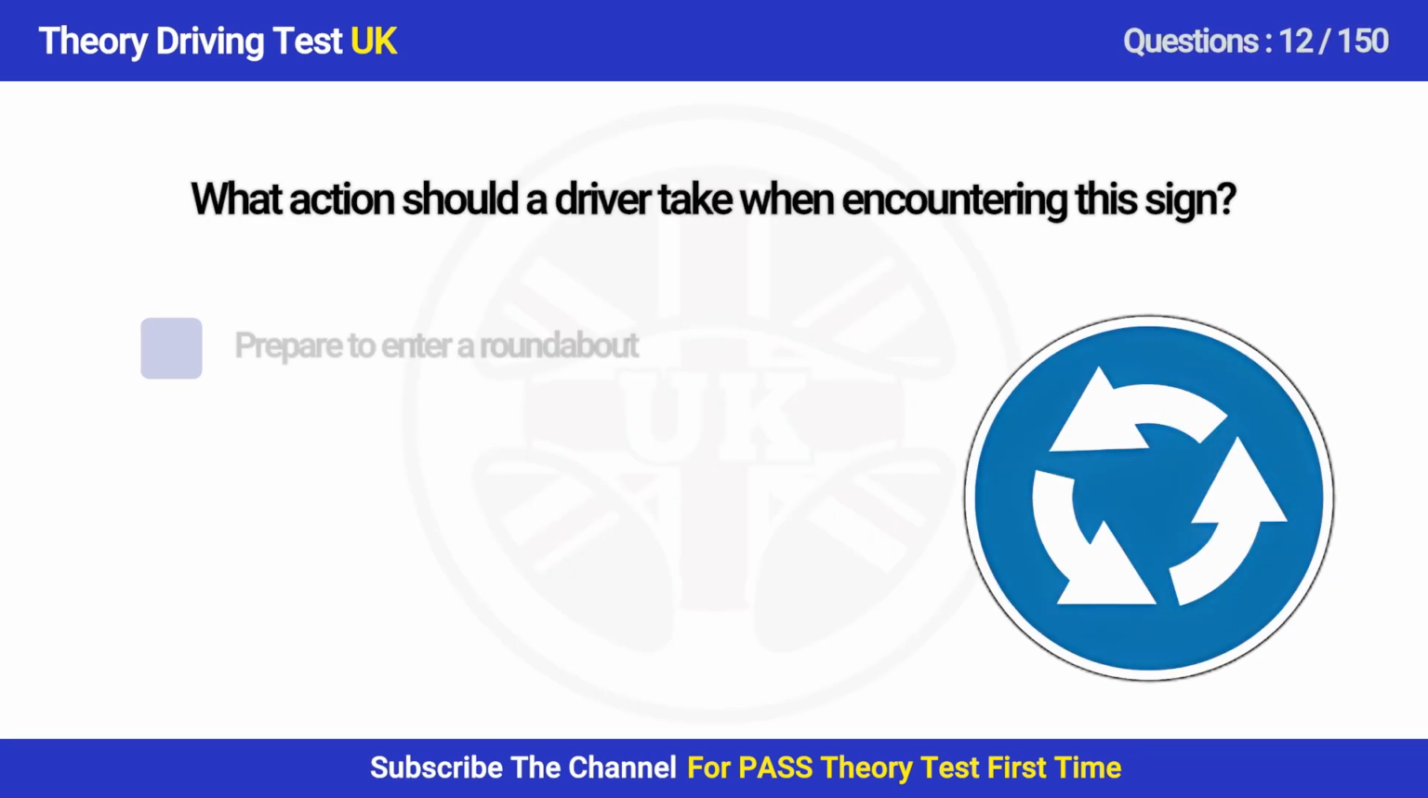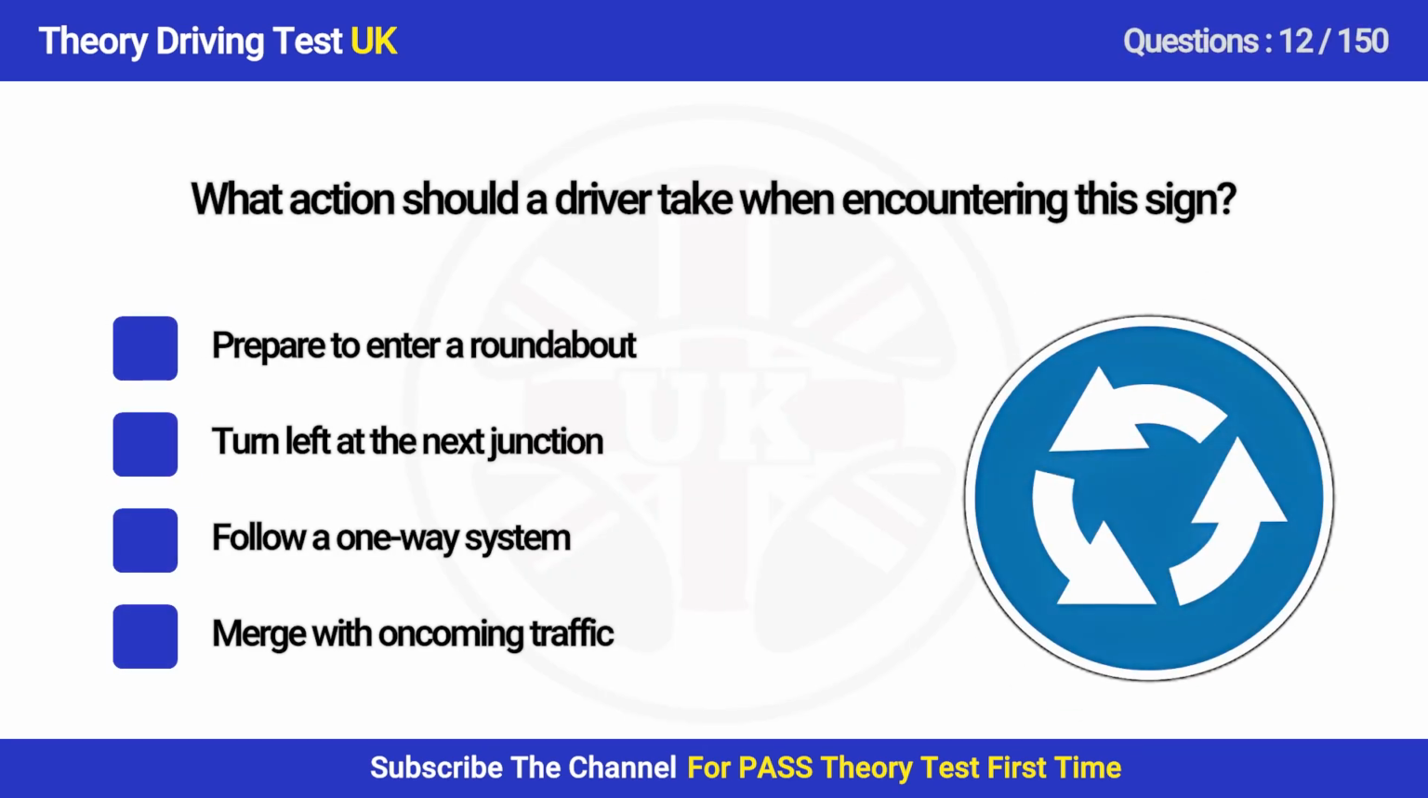Question 12. What action should a driver take when encountering this sign? A. Prepare to enter a roundabout. B. Turn left at the next junction. C. Follow a one-way system. D. Merge with oncoming traffic.